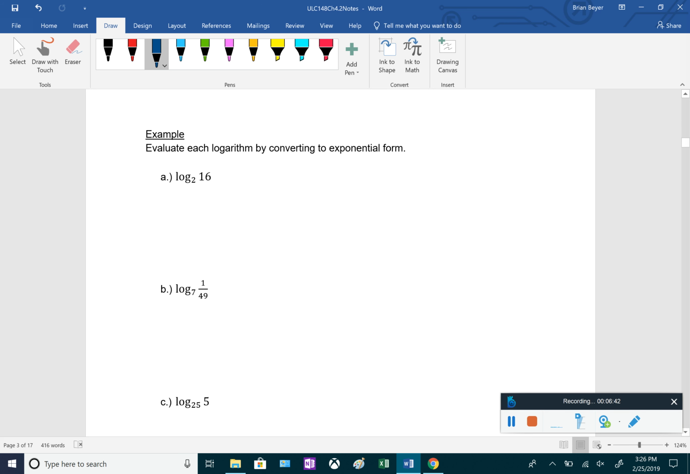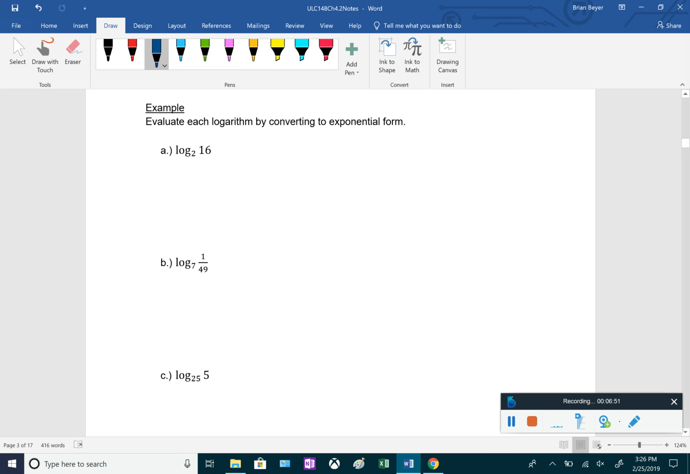Okay, so let's work on evaluating these by converting them into exponential form. There are multiple ways that we can evaluate logarithms when the base is a number and the input is a number. One way is obviously this way, so let's convert these to exponential form. For a, we have log base 2 of 16. What we're going to need to do here is pull a little bit of a trick. We're going to say this is equal to x, equal to something, and we're trying to figure out what that something is.